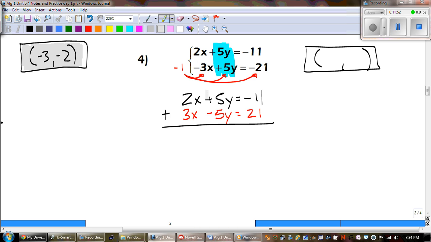We're going to add everything up, but I just want you to look. If in this step they don't cancel out, I'm sorry guys, you did something wrong. You need to double check your work. My y's cancel. -11 plus 21 is 10. What does x equal? Yeah, x equals 2.